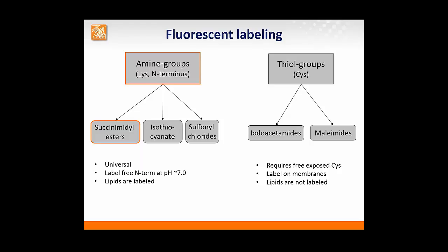For the purpose of labeling GPCRs, after long trial and error, we ended up using a Cy3 dye succinyl ester and labeling at pH around 7.2 to predominantly label the free N-terminus. So that's what we found works for most of the G protein coupled receptors.